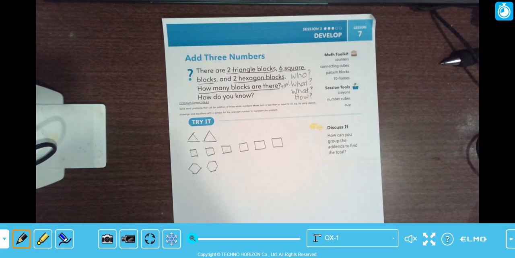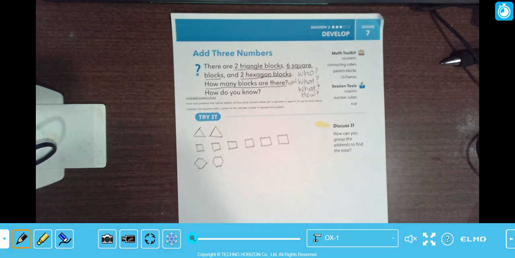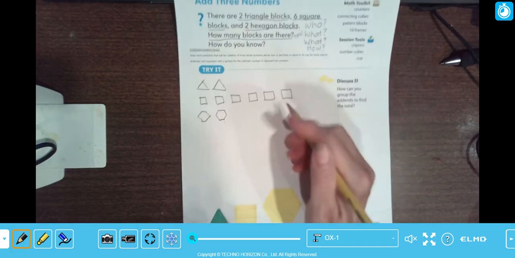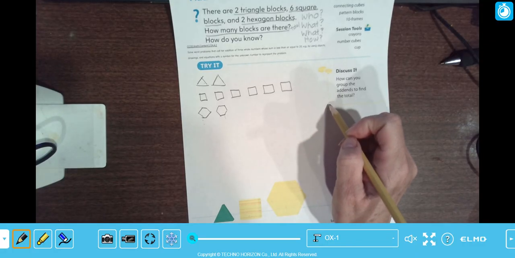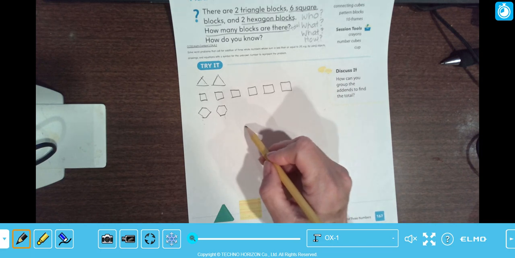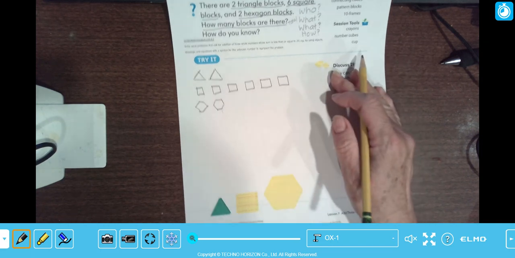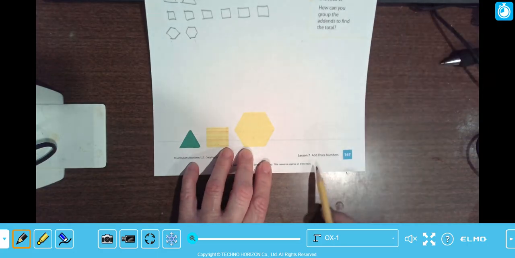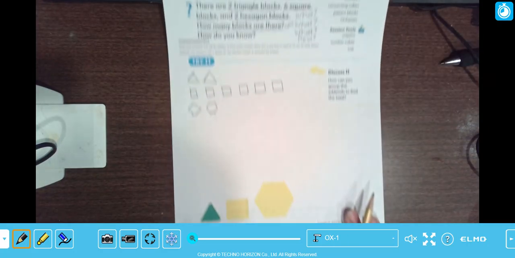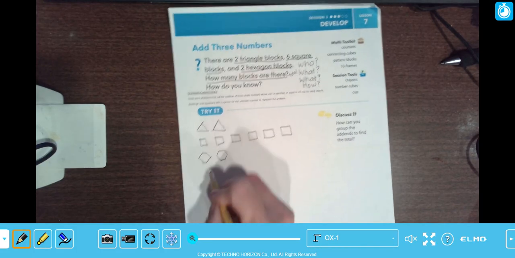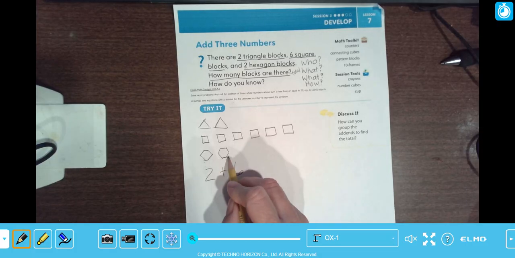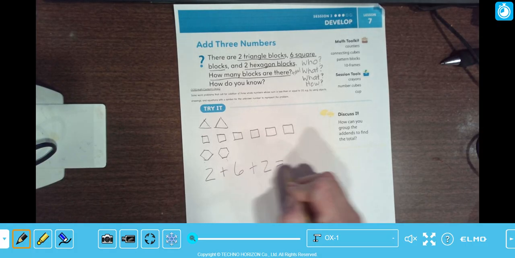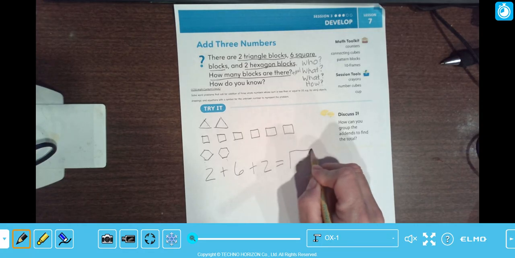Now, we're going to write an equation. Okay? If you're going to add, your equation has to have plus signs on it and is equal to the answer. If you're going to subtract, your equation has to have minus signs on it. But what is our objective, right? It's to add 3 numbers. So we know we're going to add these 3 numbers. So we're going to add 2 plus 6 plus 2 equals, and your answer is going to go here.